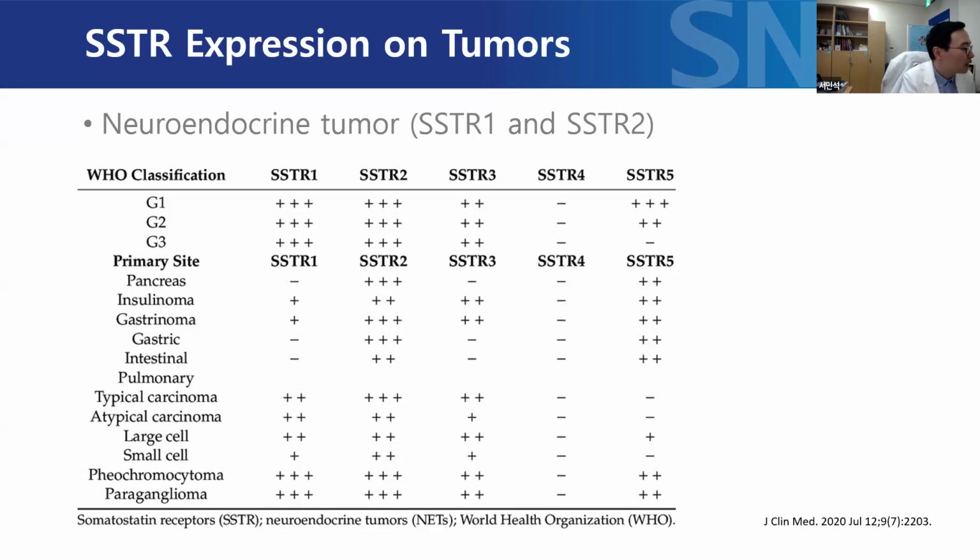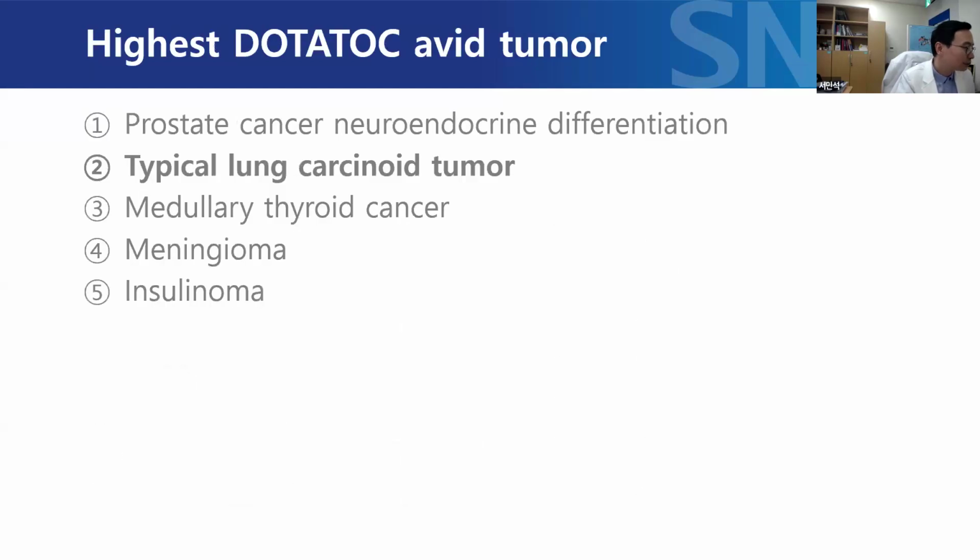Among the primary sites, generally typical pulmonary carcinoids and pheochromocytoma or paraganglioma have strong expression of somatostatin receptor 2, which may show high uptake in the PET imagings. All of these tumors express somatostatin receptor to some extent, and expression levels can vary depending on the individual patient. So it's difficult to select a single definite answer.